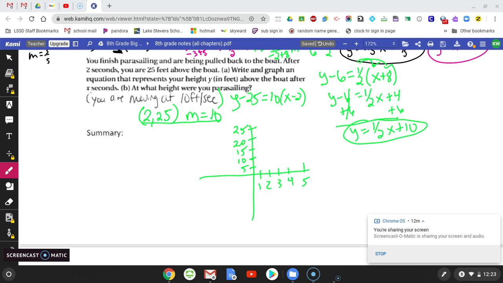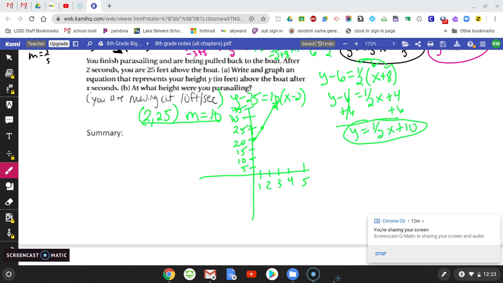So the point 2, 25 is here, and a slope of 10 means that every second, go up a little bit further, every second it's going up 10. So when I go to 3, that would make it at where? 35, you're right. So I can graph it. I know I'm not going to put anything over here because I can't have negative time. Okay, so I've got my graph.